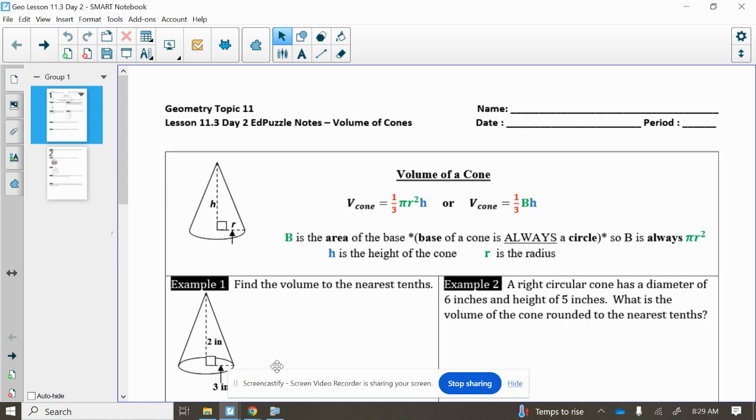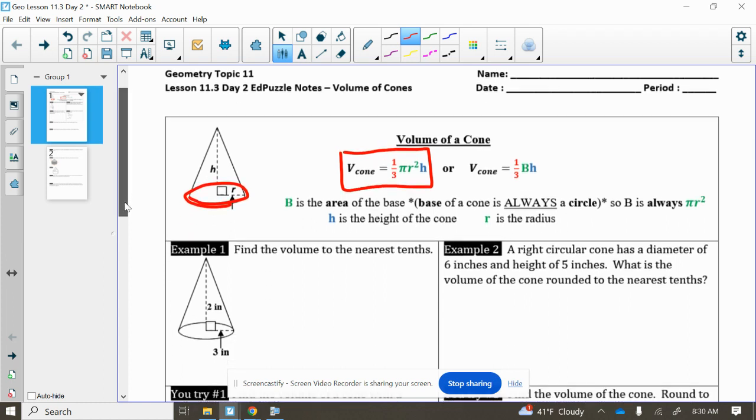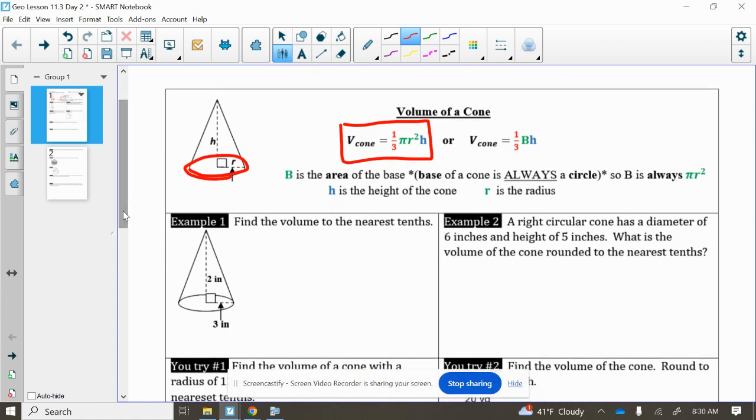Similar to our pyramids, volume of cones require us to take 1/3 the area of the base times the height. Now, similar to cylinders, that area of the base is always the area of a circle, so we can just quickly substitute in pi r squared for that area of the base. And then times that height. And again, it's always 1/3 of that value. So either calculate pi r squared h divided by 3, or you can multiply it by 1/3.